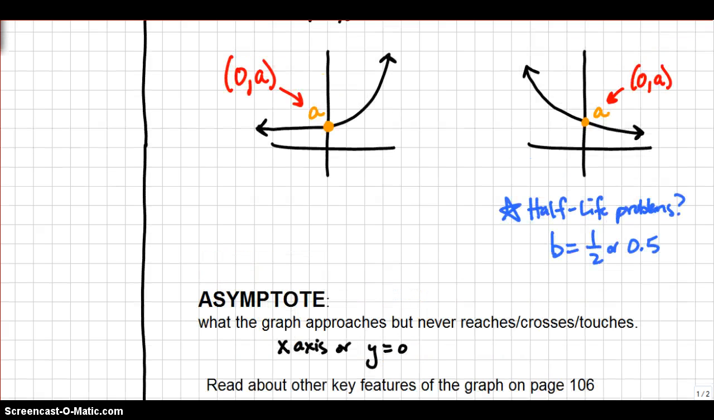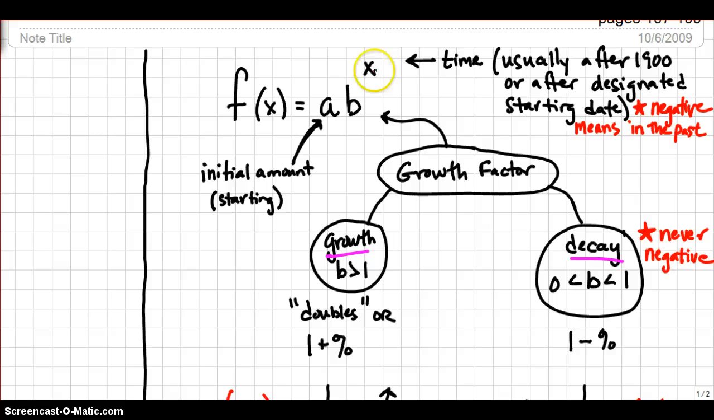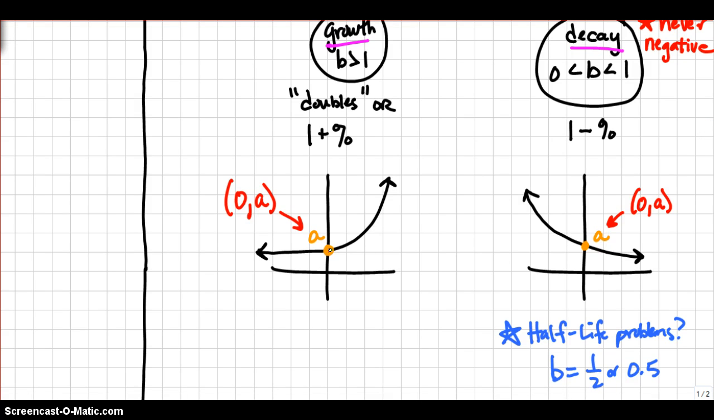The reason for this is if you try to plug in any number you want for x, including positives and negatives, you will still never get a negative result. These graphs are never going to go below the x-axis because you're never going to get a negative result when you raise to a power.